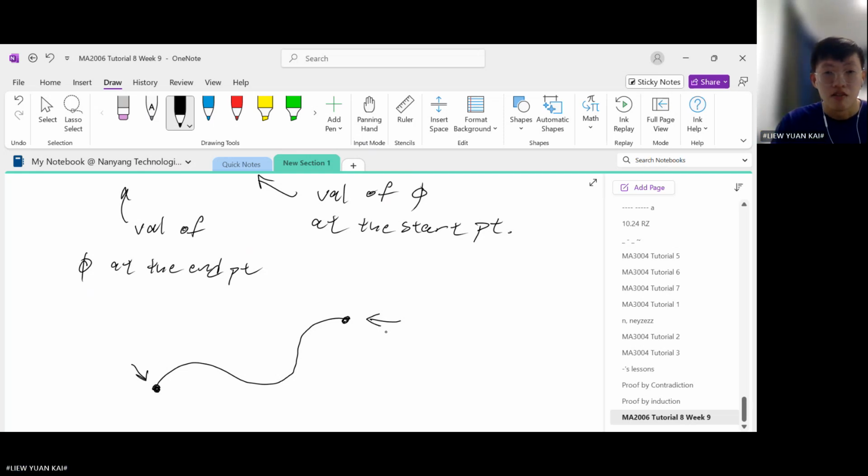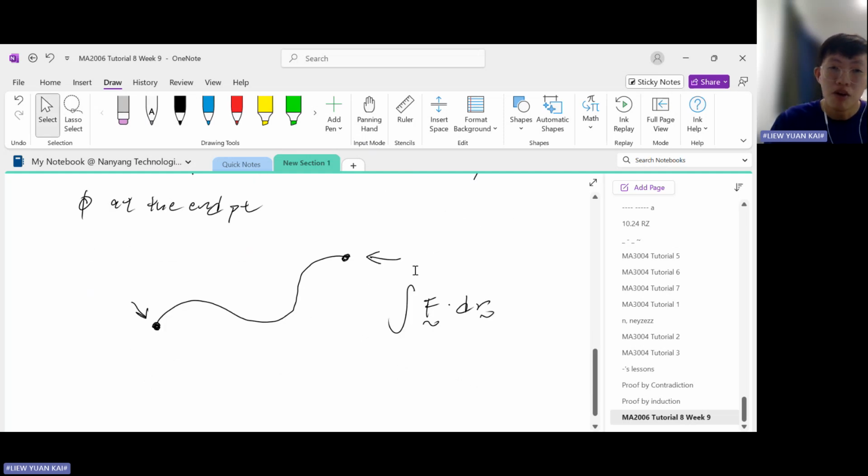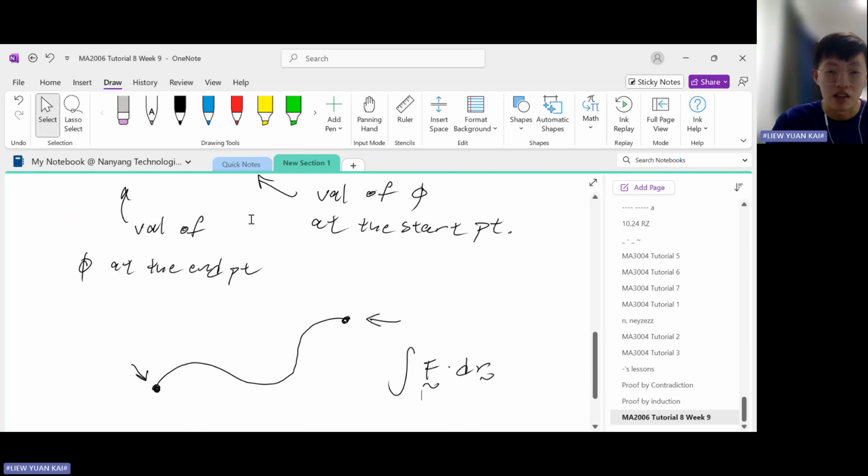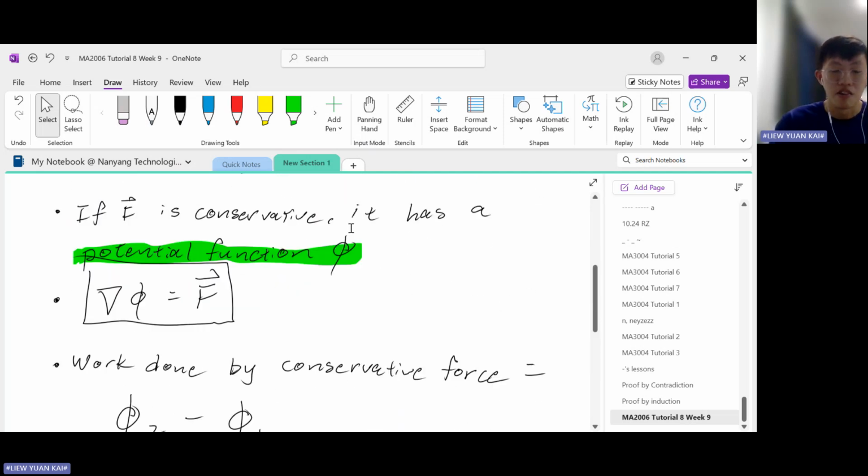Remember in the last class, we can calculate this work using line integrals, F dot dr. The problem is, you notice that line integrals are a bit complicated to calculate sometimes. So using this approach, we can find the work done. Let me recap again.